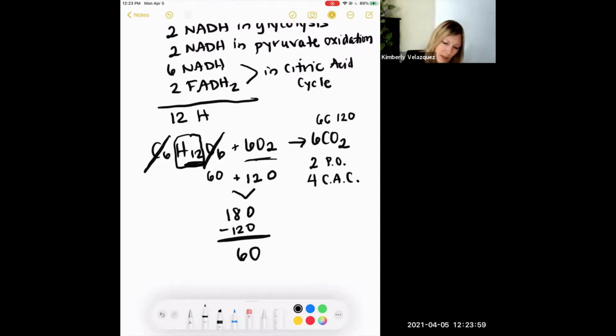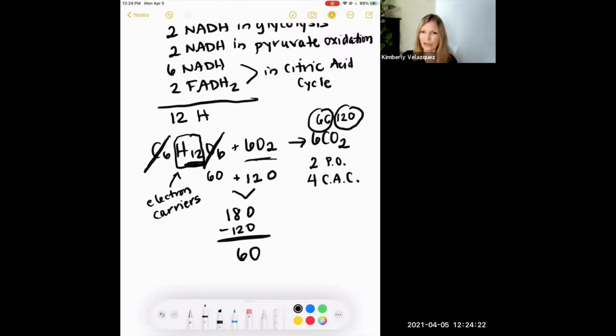So there's our 6 carbons released to CO2. 12 of the oxygens have been released to CO2. All the hydrogens are being carried by electron carriers. So there's nothing left of glucose at the end of the citric acid cycle. But we've only made 4 ATP. We need to make 36 total.